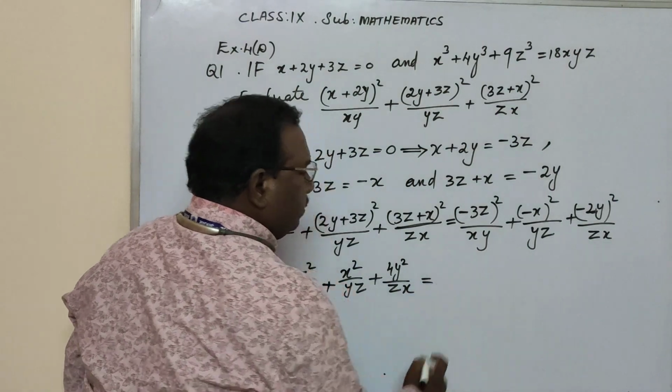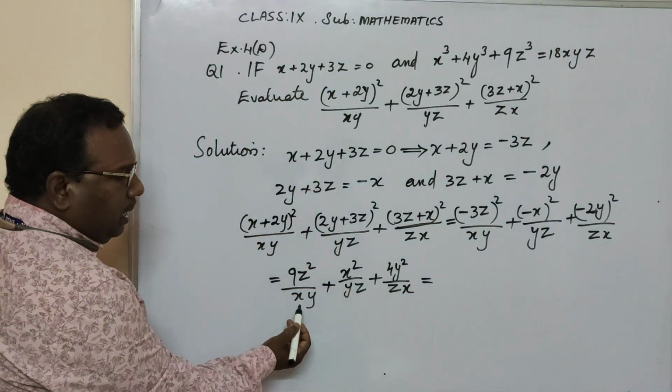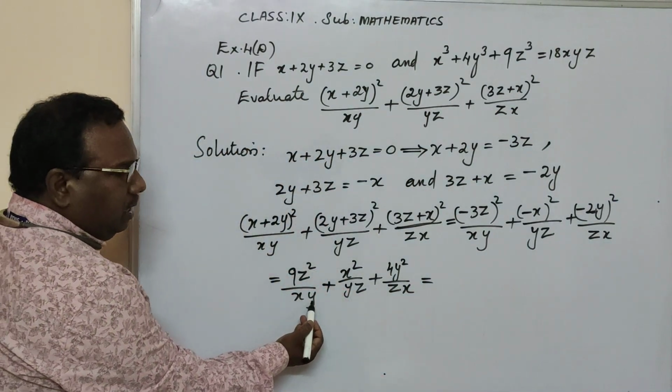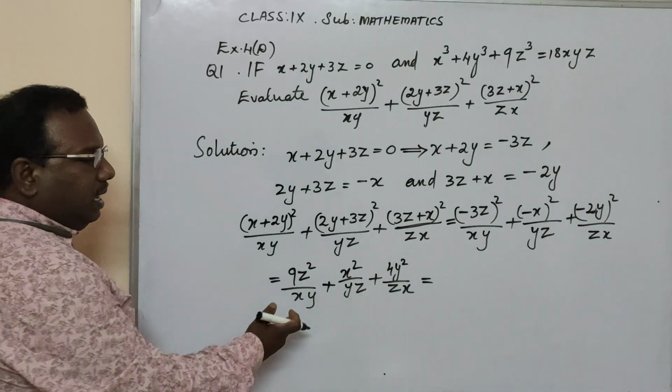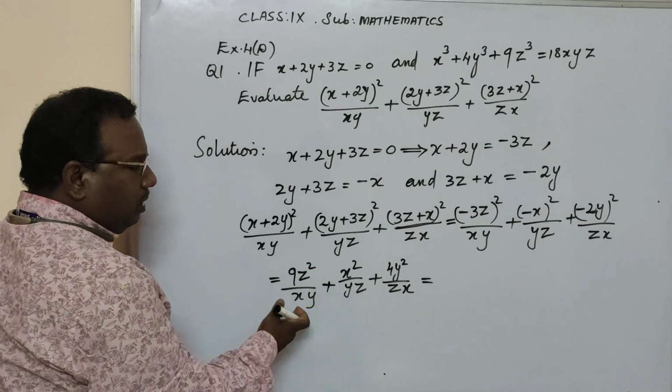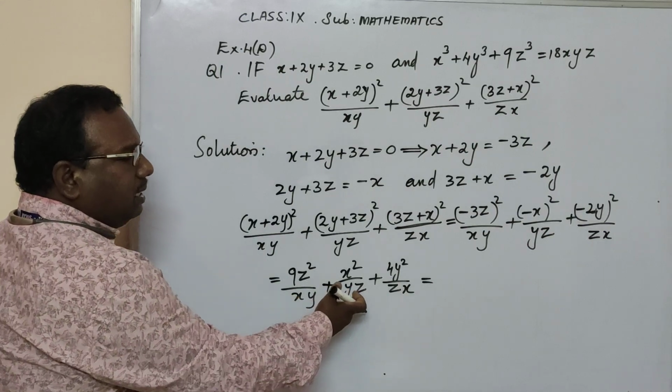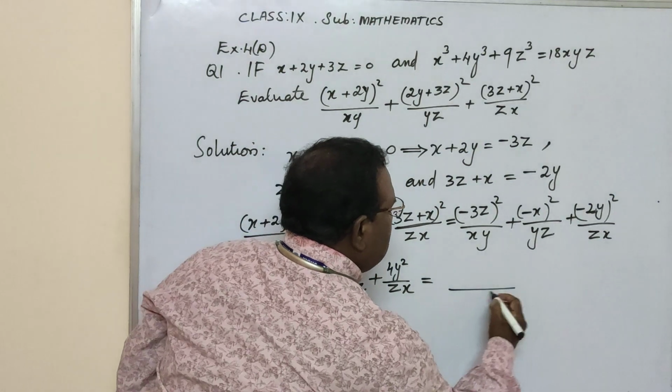Now this is equal to, here the denominator in the first term is xy, yz, and here it is zx. Let's take the LCM. The LCM of these xy, yz and zx is xyz.